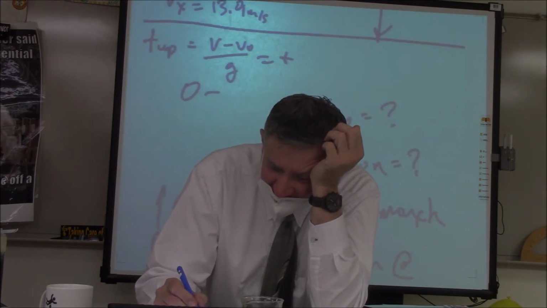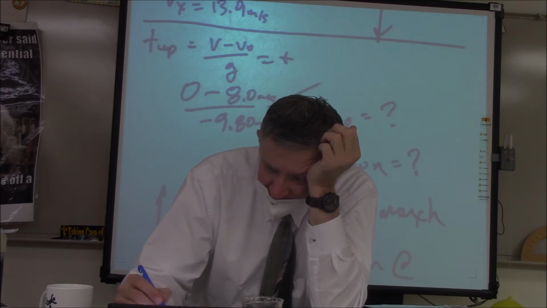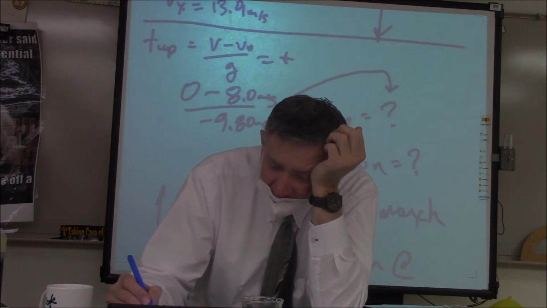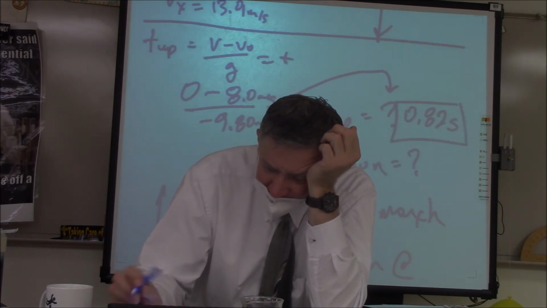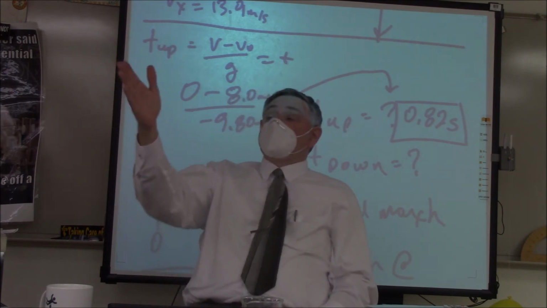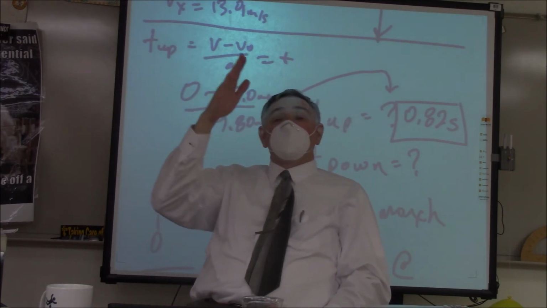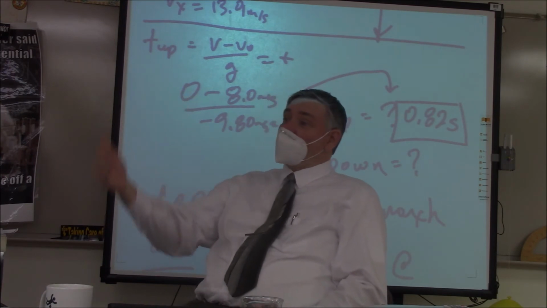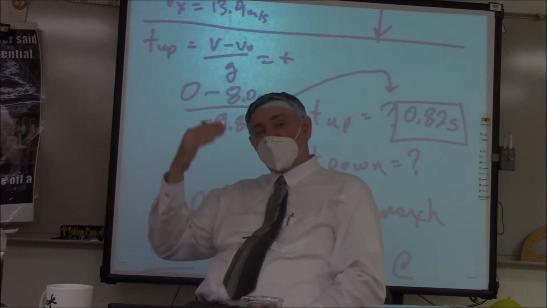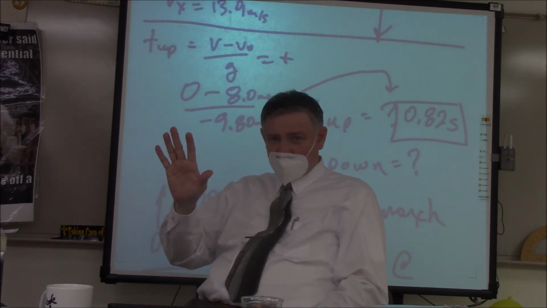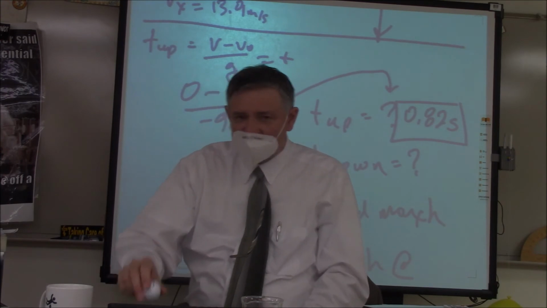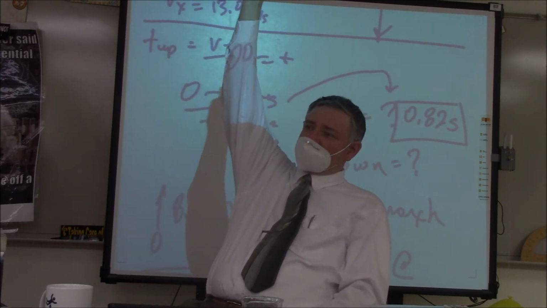So Matt, take 0 minus 8 meters per second and divide that by negative 9.8 meters per second squared. 0.816. Call it 0.82 seconds. Okay? All right, 0.82 seconds. So Kara was right, because it's going to take less than a second to go up because my initial velocity was less than 9.8 meters per second. Cool with this? So I throw this ball up, 0.82 seconds later it's at its maximum height.